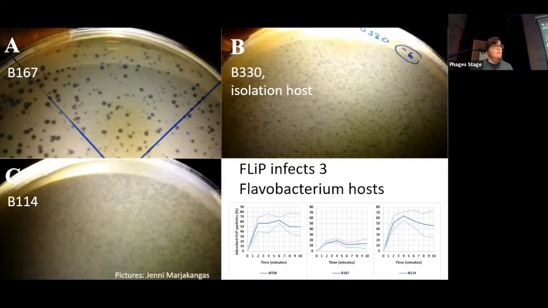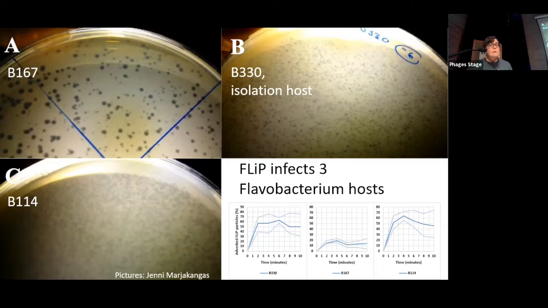And we've also done some adsorption assays, which you can see in the lower part of the figure. And interestingly, for example for B167, the adherence capacity to those bacterial cells is quite poor, even though flip can infect this bacteria. And here again, we can see differences in the dynamics of how flip is adsorbing, whether the bacterial cells are fresh or older.